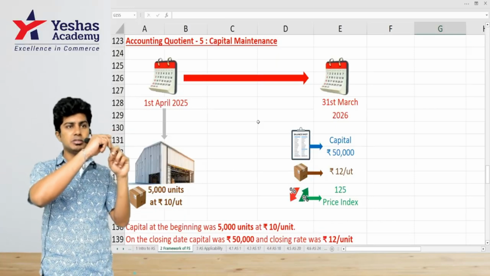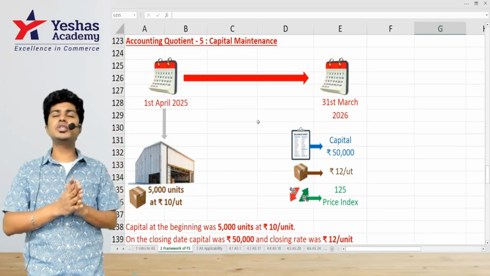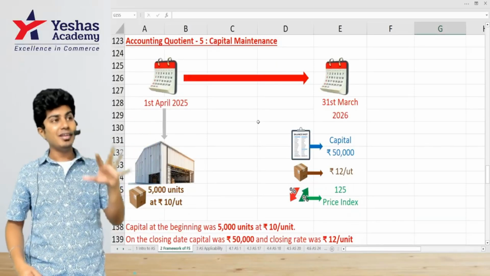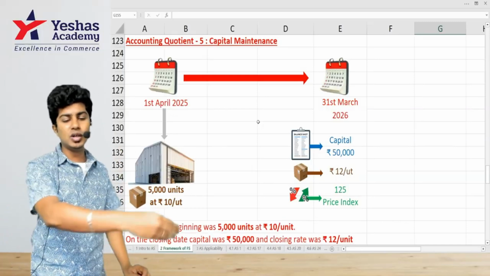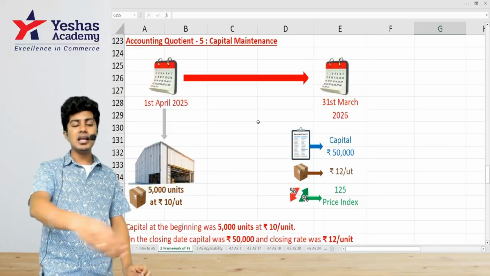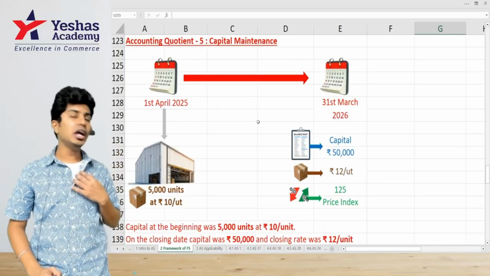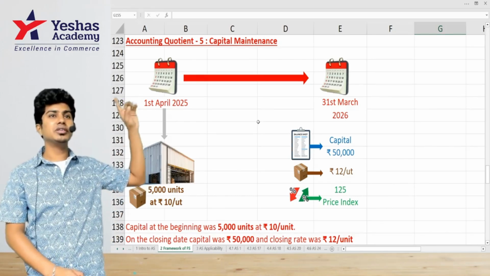Under historical cost method, I need to maintain the same number of units. How many units were there at the beginning of the year? How many units should be there at the end of the year? You should have enough money to buy 5,000. At what rate? I don't care about this 12 rupees. I don't care about 125 rupees. I only know historical cost. I only believe in historical cost. What was the historical cost?